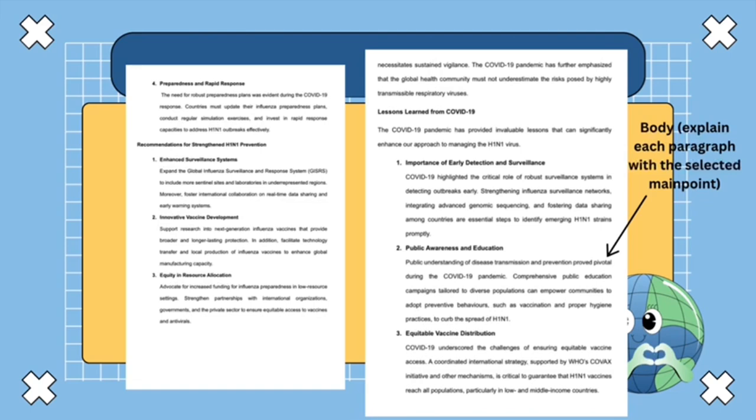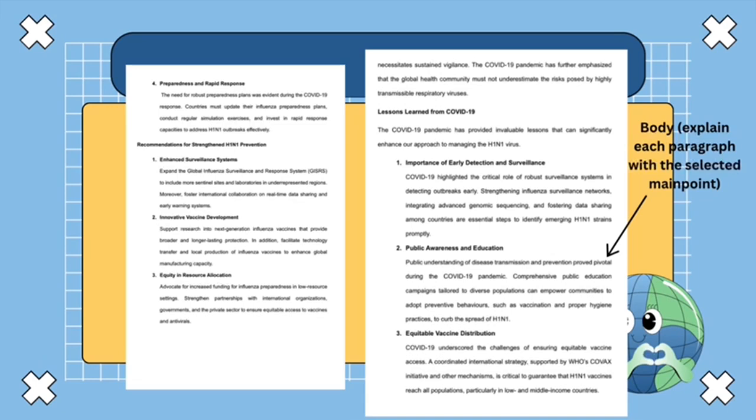Second, public awareness and education, which is I explained about the public understanding is really important, pivotal during the COVID-19 pandemic. Thirdly, equitable vaccine distribution.